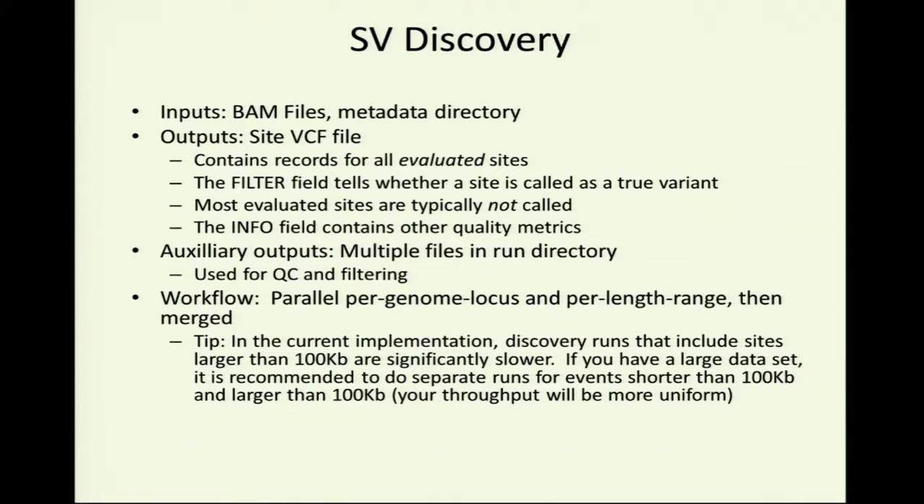If you're integrating this into a pipeline, we run it in parallel per genome locus and also per length range. So you can look for small deletions in one run and large deletions in another. This is a very useful thing to do in the current implementation because there are some optimizations to make the performance better on sites that are 100 KB or less. So if you want to call things that are greater than 100 KB, it's useful to do that in a separate run from the run where you call things that are less than 100 KB.